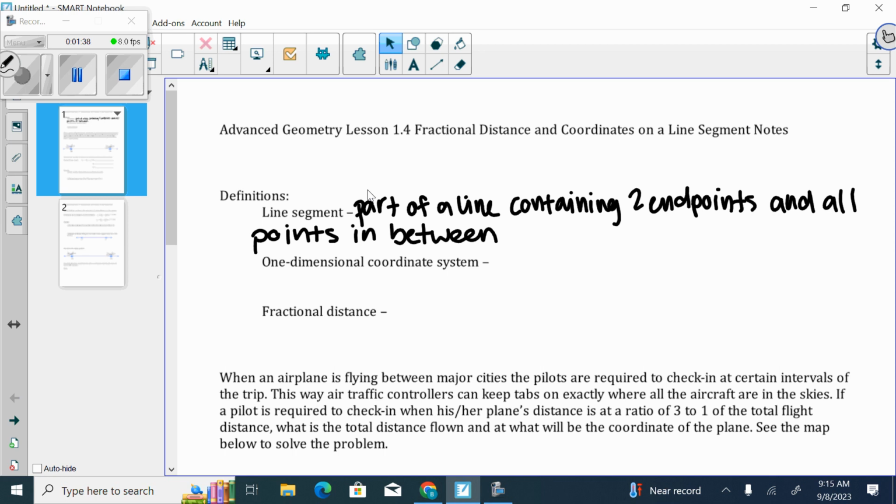One-dimensional coordinate system, which is what we talked about yesterday. We said one dimension means you can only go back and forth in one particular direction, right? So on a number line, we said we can go left and right, but we can't go up and down. So our one-dimensional coordinate system was that number line, which has numbers used as locations of points on a number line.